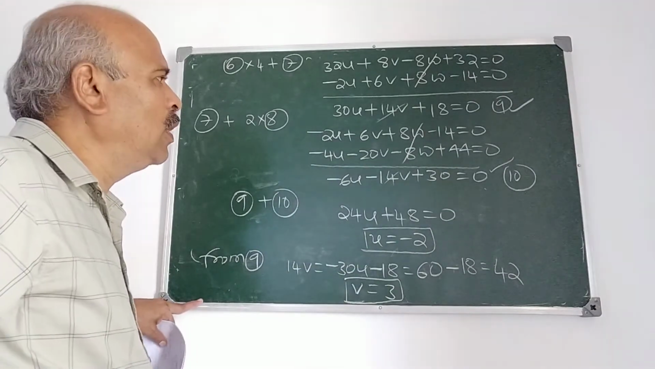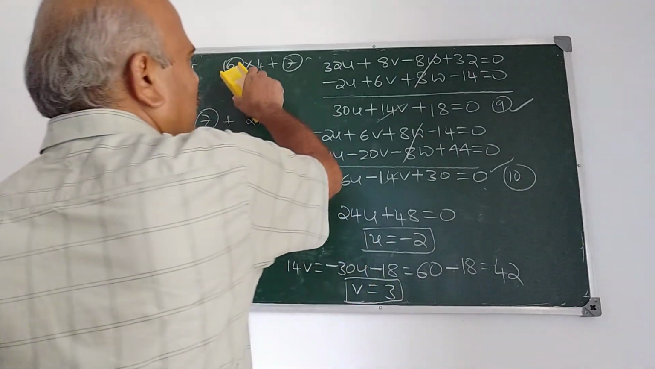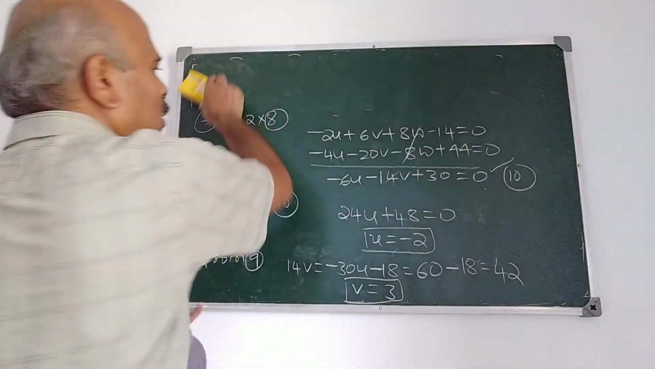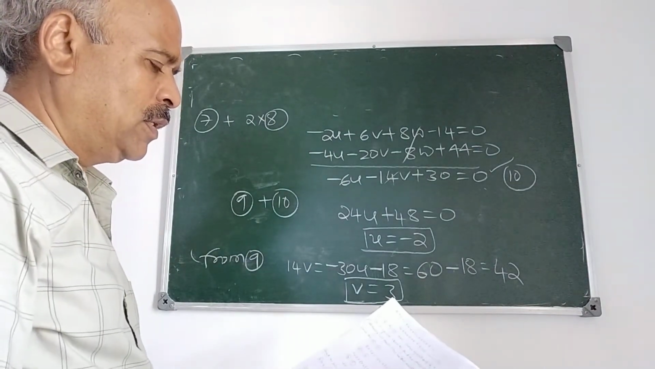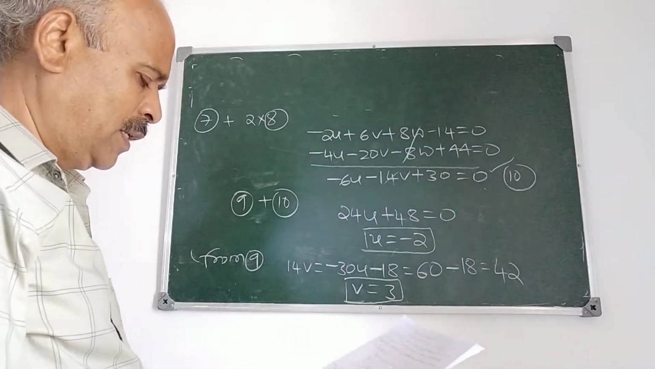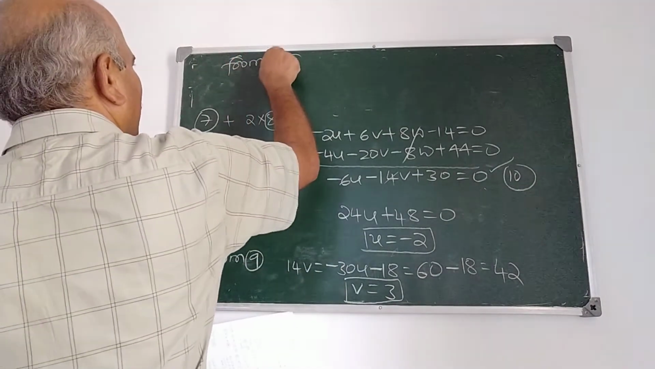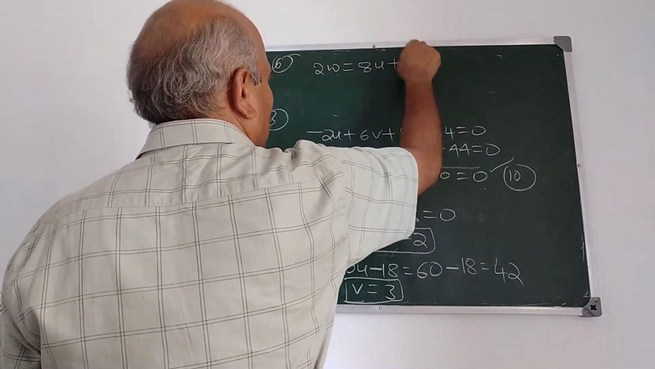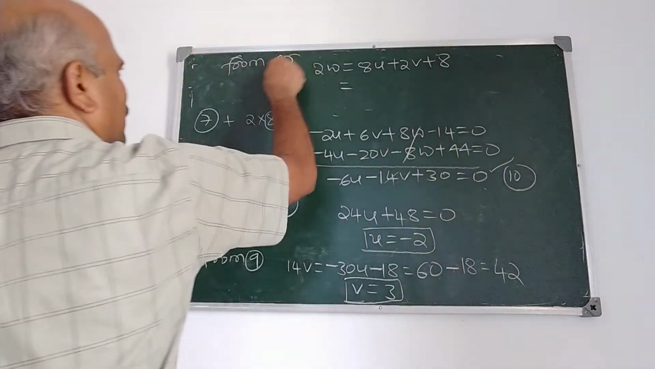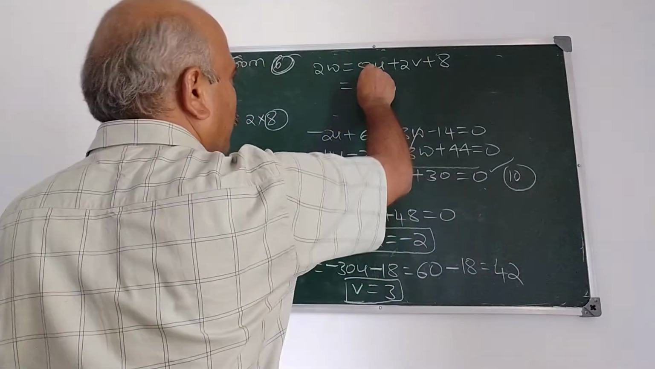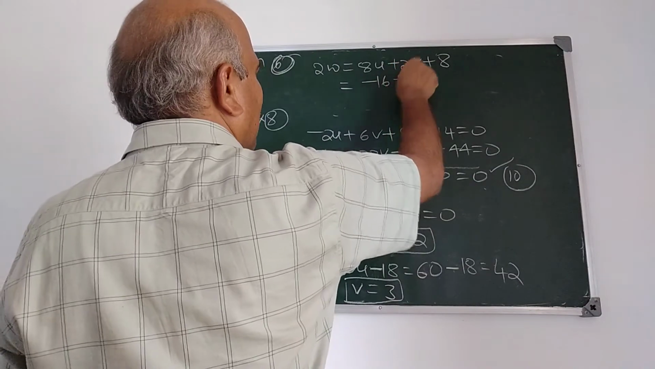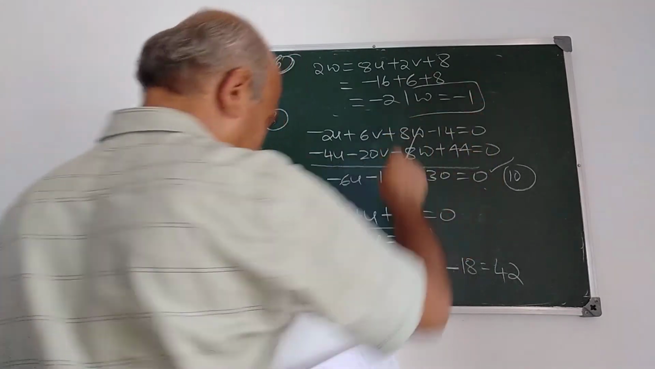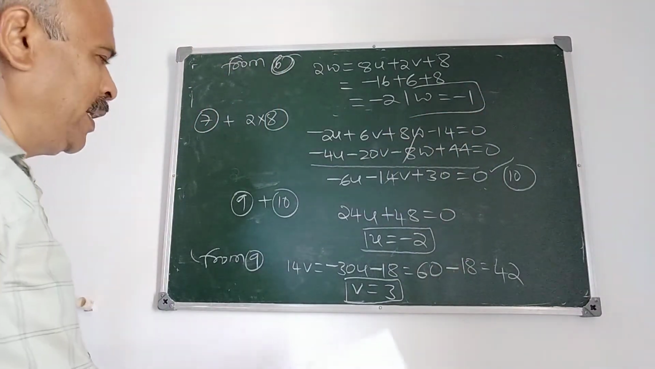v is 3, u is minus 2. How do you obtain w? You can use any one of the equations 6, 7, 8. From 6, 2w is 8u plus 2v plus 8. You refer to this 6. So 8u is minus 16, 2v is 6, plus 8. So minus 2, w is minus 1. Am I correct? Yes, w is minus 1.